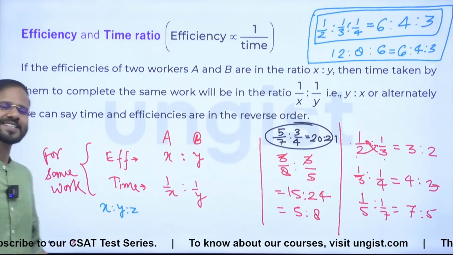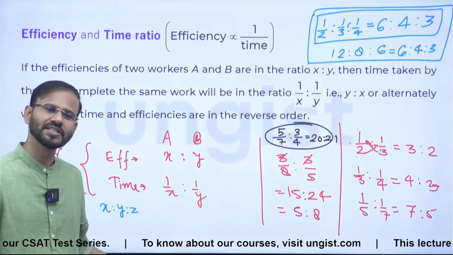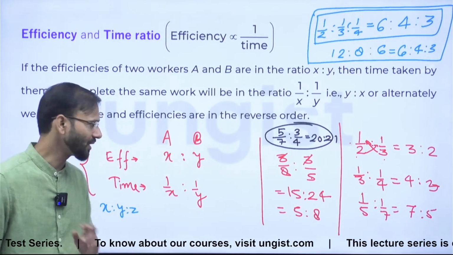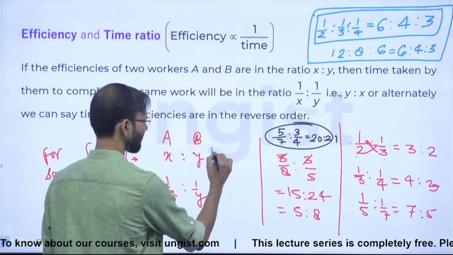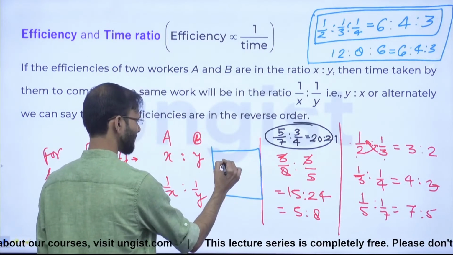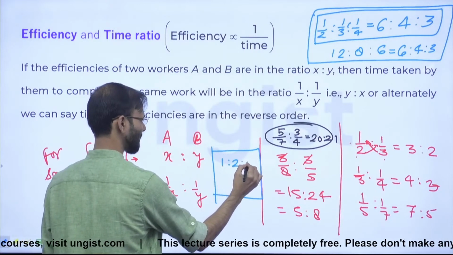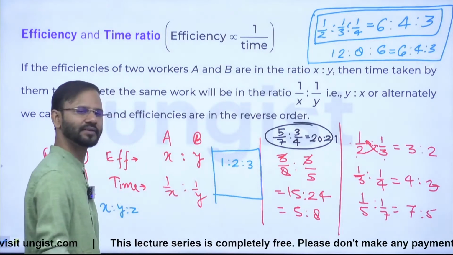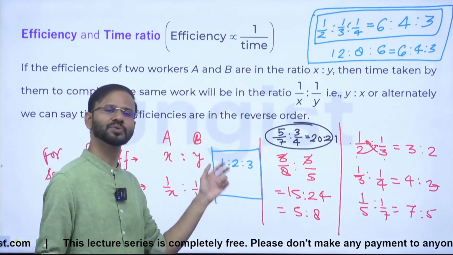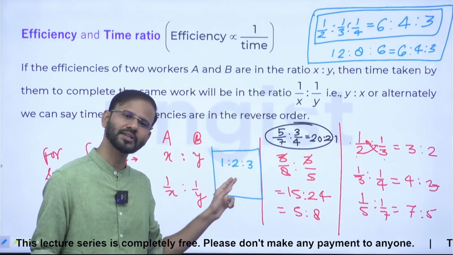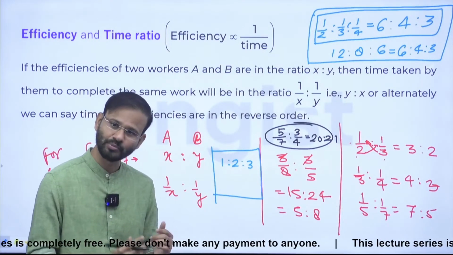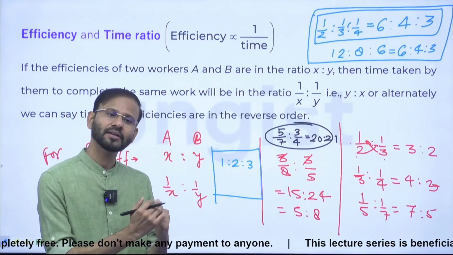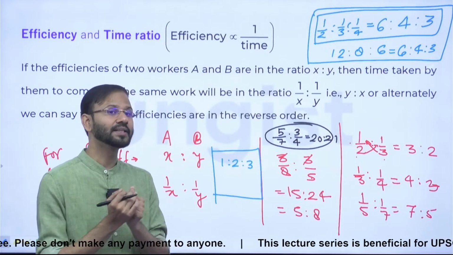See everyone, let's say there are 3 workers whose efficiency are in the ratio x is to y is to z, right? Or for example, everyone just look at this. Let's say there are 3 workers whose efficiencies are in the ratio 1 is to 2 is to 3, right? To perform the same task, in what ratio will they take the time?